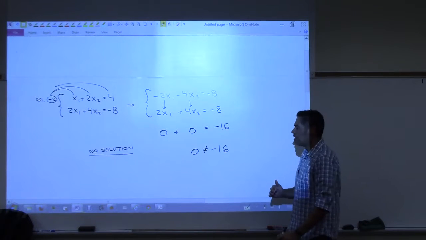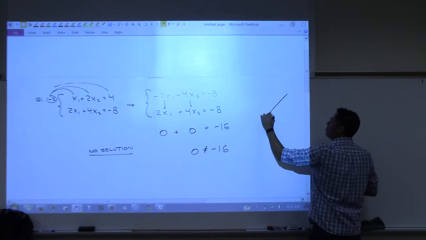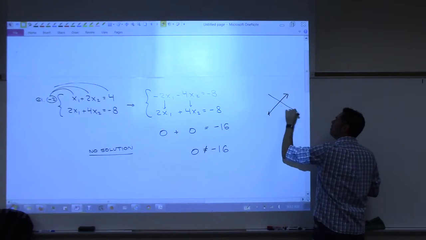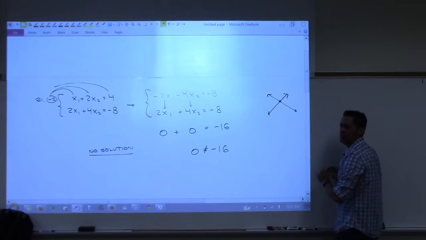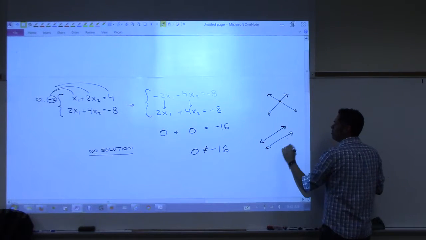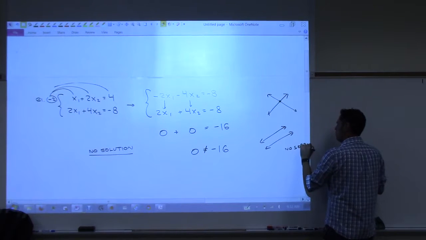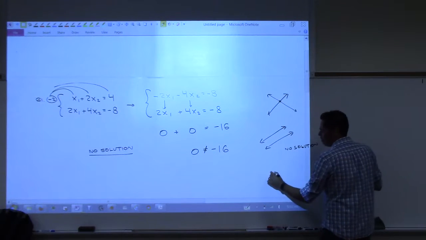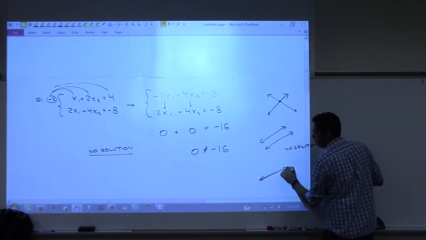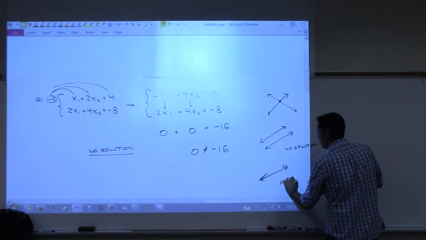And remember when we were talking about lines, we had really 3 scenarios. When you're talking about 2 lines, you can have them hit each other, get a single solution. You could have 2 parallel lines, which means you'd have no solution. And then you have a third case where you're talking about the same line right on top of itself. And this would give you an infinite number of solutions.